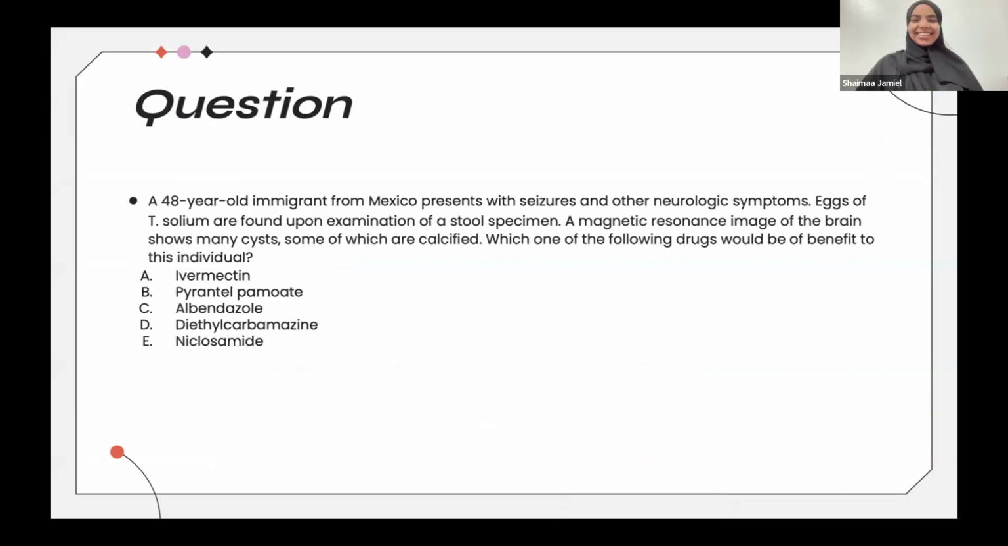Yes. Okay, so a 48-year-old immigrant from Mexico presents with seizures and other neurologic symptoms. Eggs of Taenia solium are found upon examination of a stool specimen. A magnetic resonance image of the brain shows many cysts, some of which are calcified. Which of the following drugs would be of benefit to this individual?